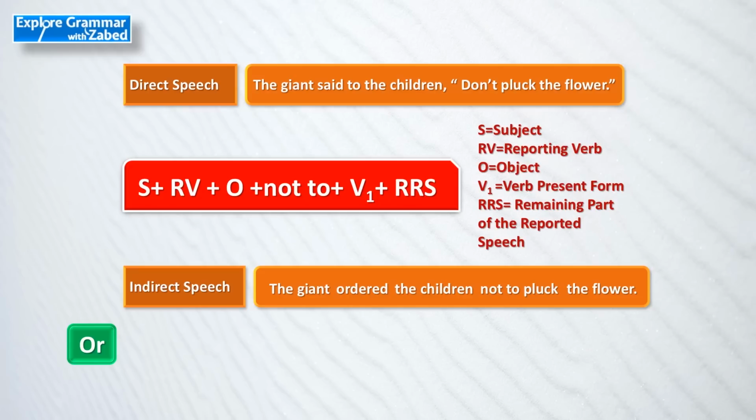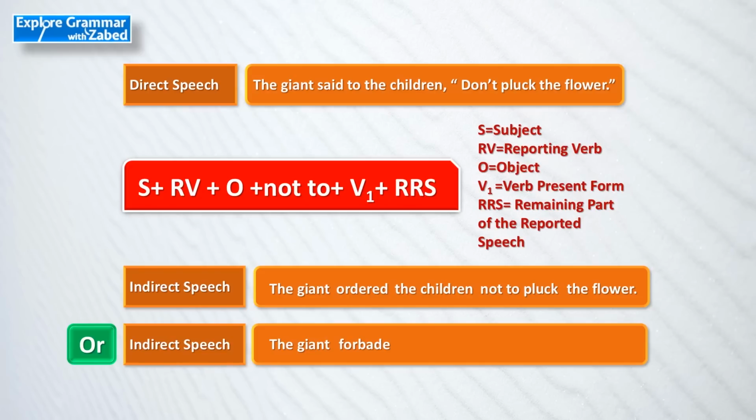We can also write the sentence in this way: the giant forbade the children to pluck the flower. Notice, we are using forbade as the reporting verb. Actually, it means not to. For this reason, we don't have to write not before the preposition to here. Please remember this.